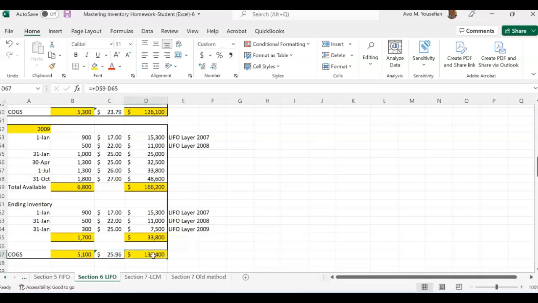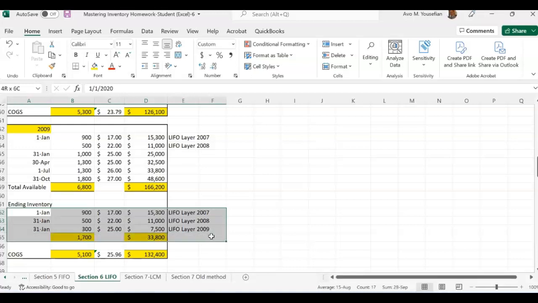So the important thing that goes somewhere is your cost of goods sold that goes into the income statement, and 33,800 that goes in the balance sheet. And yes, I know 33,800 goes in the balance sheet, but you need to know what exactly the ending inventory layers are, which is in this case 3 layers. You keep them the way they are, and you carry forward to the next year.